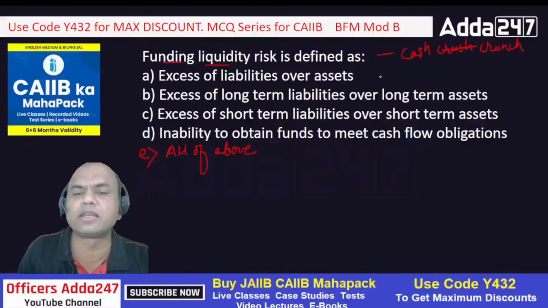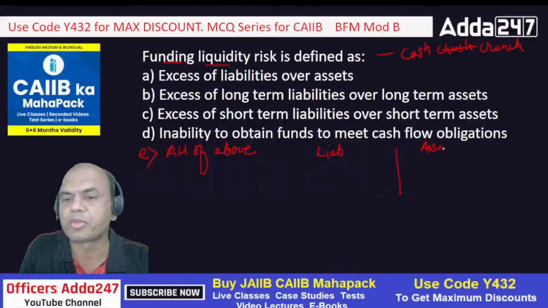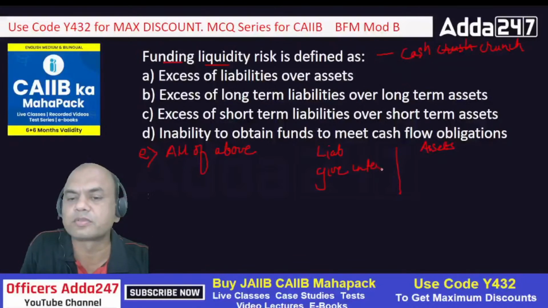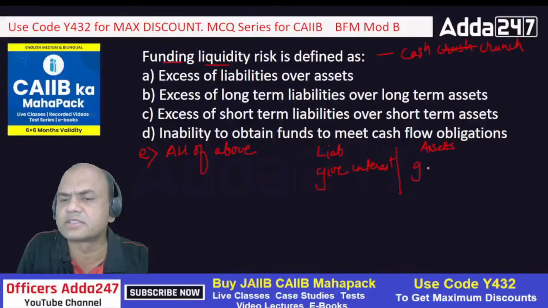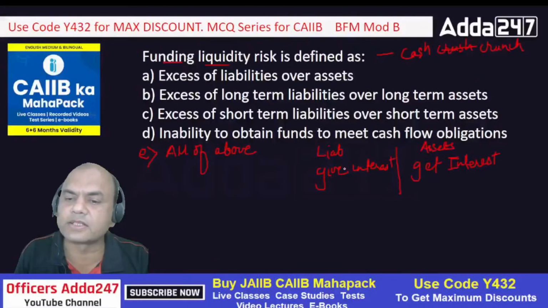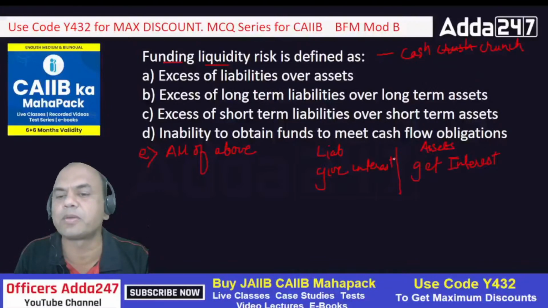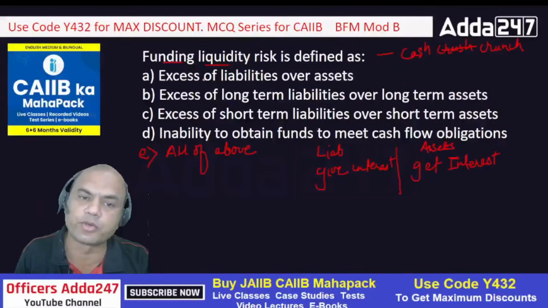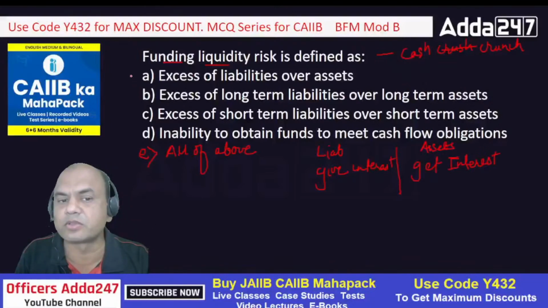If I am having excess of liabilities over assets, meaning if I am having more liabilities. Liabilities means what? Here, logic is simple. Liabilities and assets, right? Liabilities means here I have to give interest, and here I get interest. Simple. I'm a bank, right? So if I am giving more interest, then I am in a financial problem. So A can be true. Excess of liabilities over assets, right? I am having more liabilities, I have to give more interest, so I'll be definitely facing the liquidity risk.